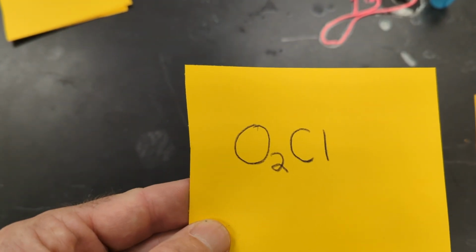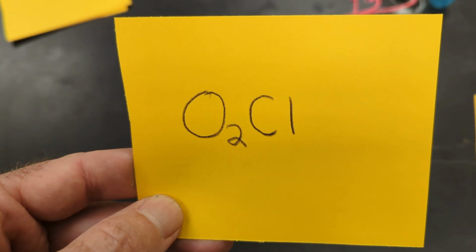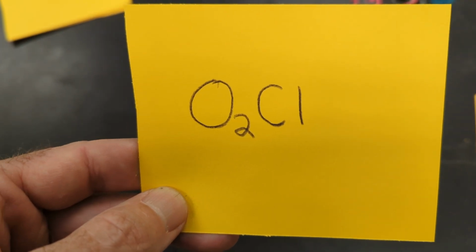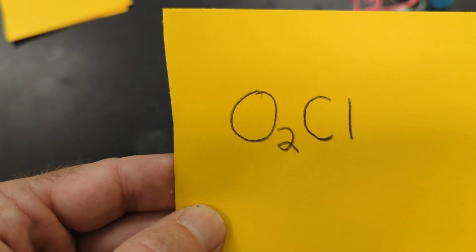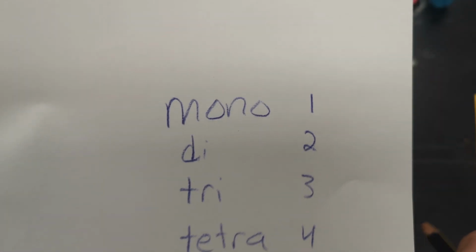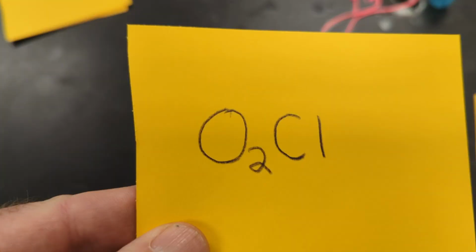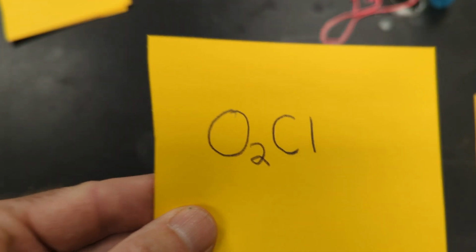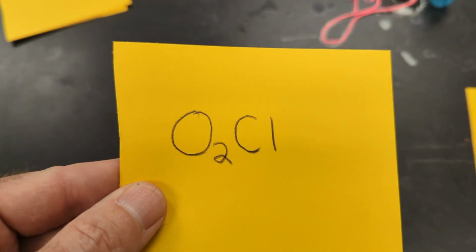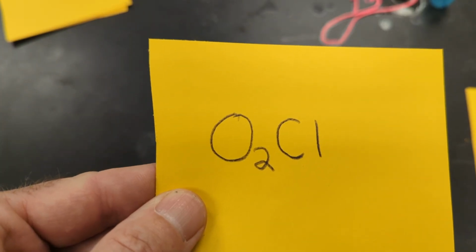Here's a molecule. It's a little unusual, but there are 2 oxygens and 1 chlorine. Do you remember what 2 was? Yep. 2 is di. So this is dioxygen. And then the chlorine's by itself. Mono is 1. Dioxygen monochloride. All right, name these.